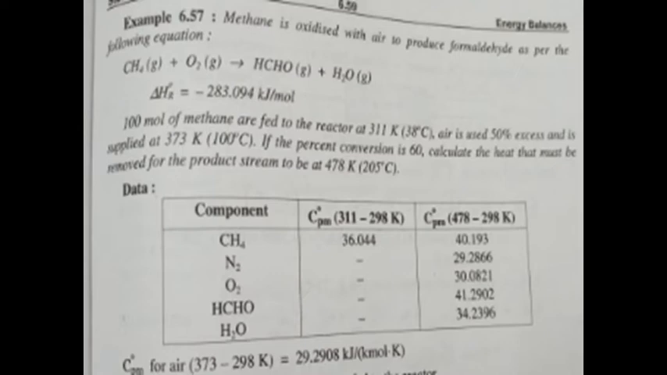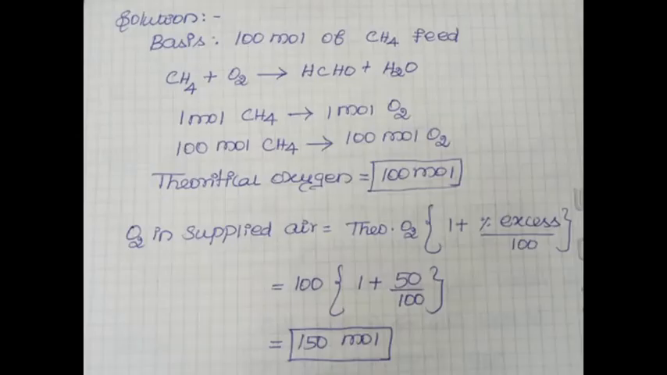This problem is entirely different from the other problems. Why? Because in this problem, the ABCD values are not given. Instead, mean molar heat capacity values are given. Okay. Solution part. First you should write the basis as per the problem: 100 mole of methane feed. Take the reaction: methane plus oxygen gives formaldehyde plus water.